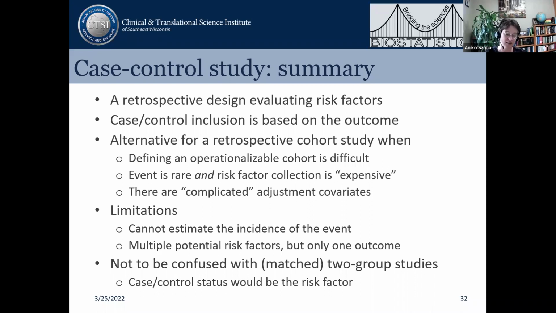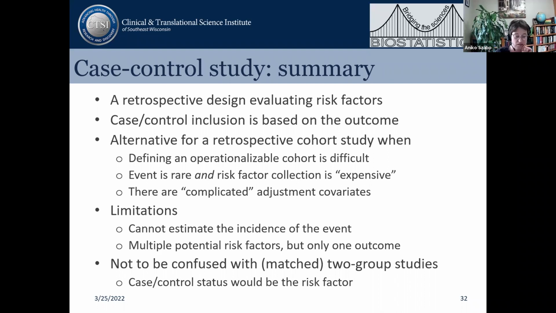In the ondansetron study, it's much easier to just define the exposure window instead of trying to figure out all the ondansetron administrations over time or the diagnosis. But it has limitations. It cannot estimate the incidence of the event. It only can define whether the risk factor affects it. It cannot tell you what the risk is. And you can have multiple potential risk factors, but only one outcome.